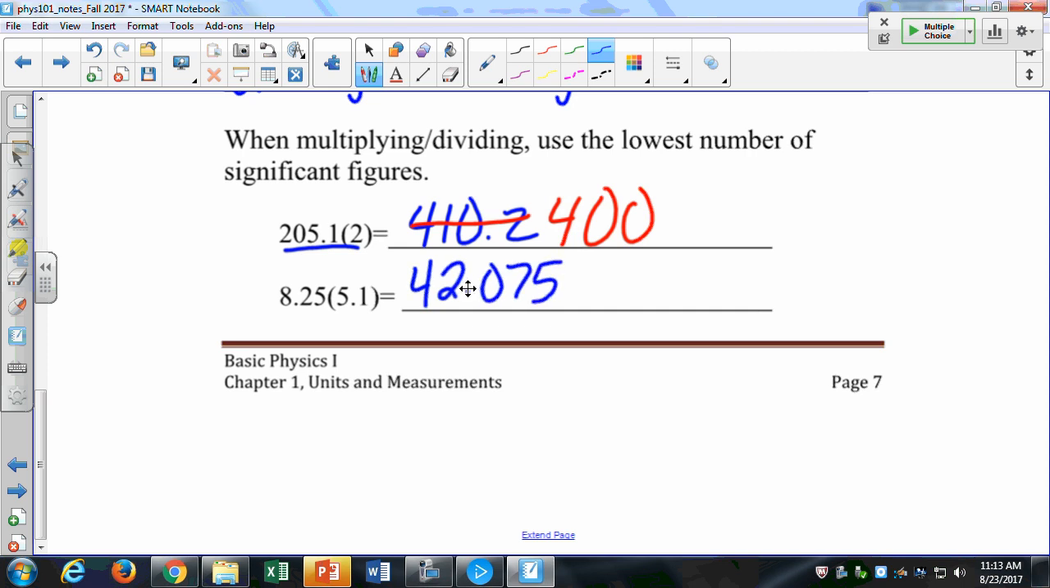How would I write that number with correct significant figures? I would get 42, because I have 3 sig figs here and 2 here, so I just keep 2 significant figures for the final answer. It's important as scientists, whether you're a physicist or an astronomer or a biologist, that you write your numbers, your measurements, with the appropriate number of significant figures. That would be 42.